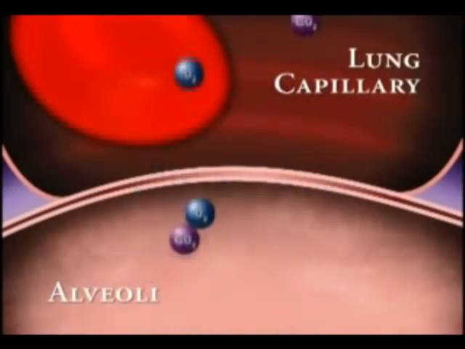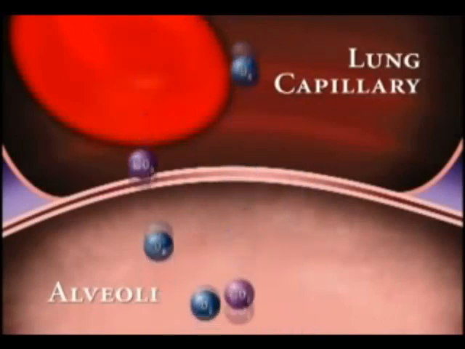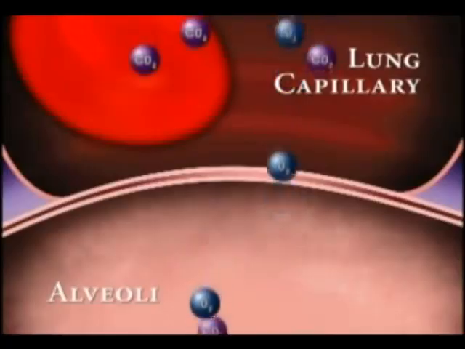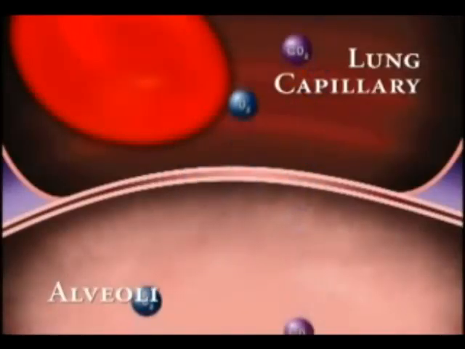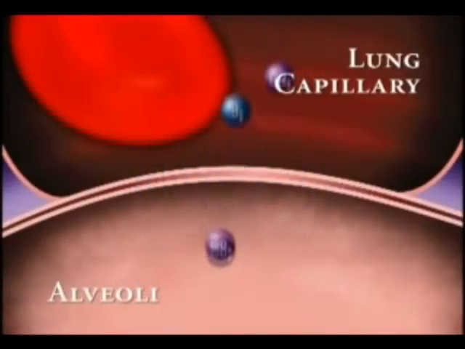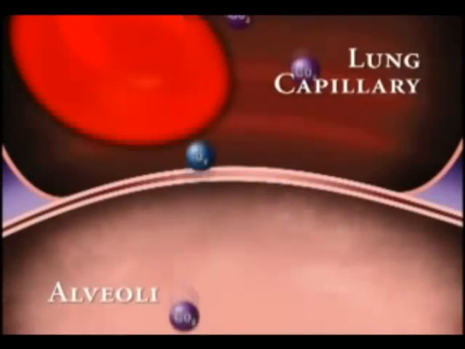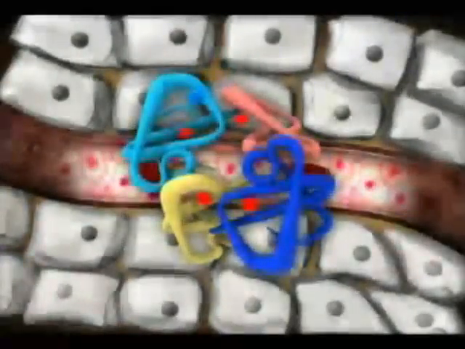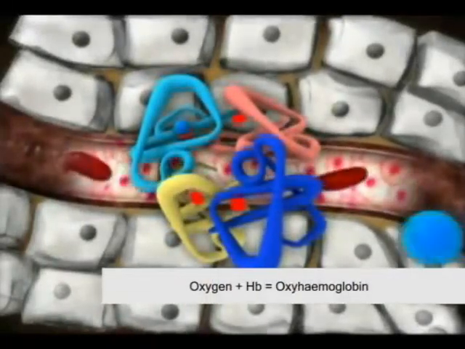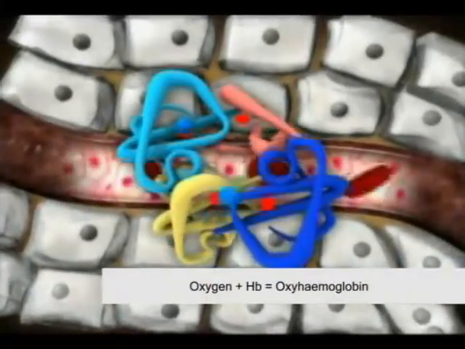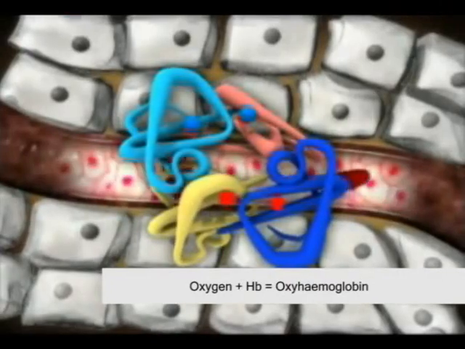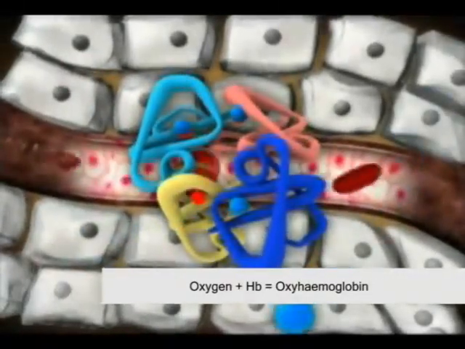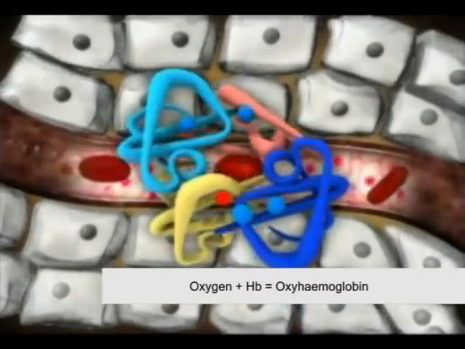When there is a higher concentration of oxygen in the air spaces of the alveoli than in the blood, oxygen diffuses across the membrane of the alveoli and capillaries and into the bloodstream in the capillaries. The oxygen combines with hemoglobin to form oxyhemoglobin. Some oxygen also dissolves in the plasma. The oxygen is transported to the tissues and organs of the body.